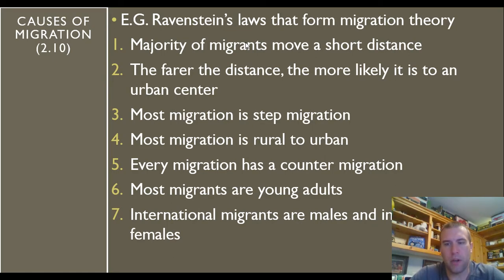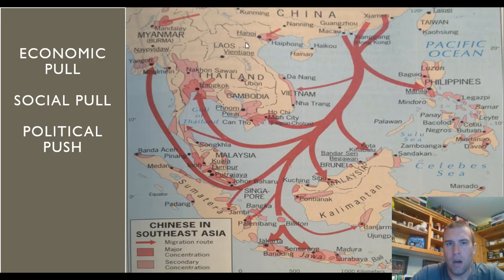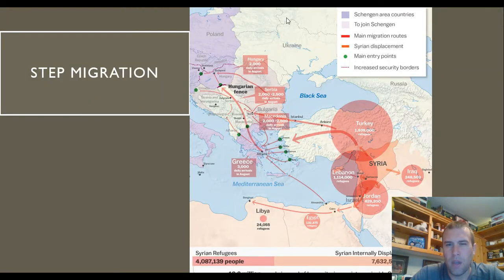Most migration is done in a step format. I got a slide for that. Where is it? Here we go. So this is where Syrian migrants coming out, and they would try to get through here. So this is entry points into the EU, but then they'd go slowly, step by step by step, trying to get into Europe.